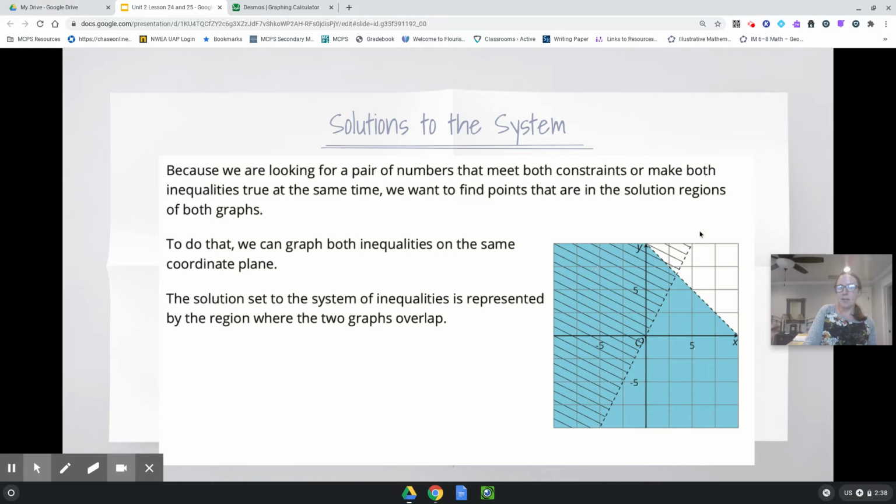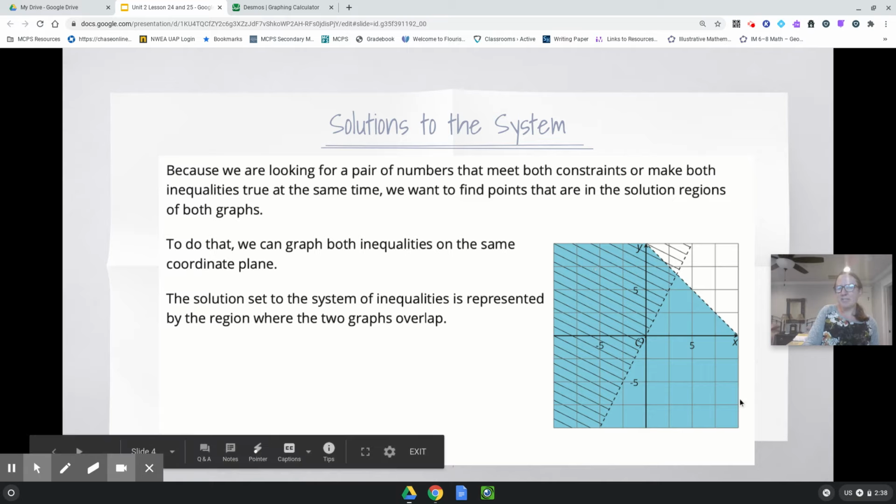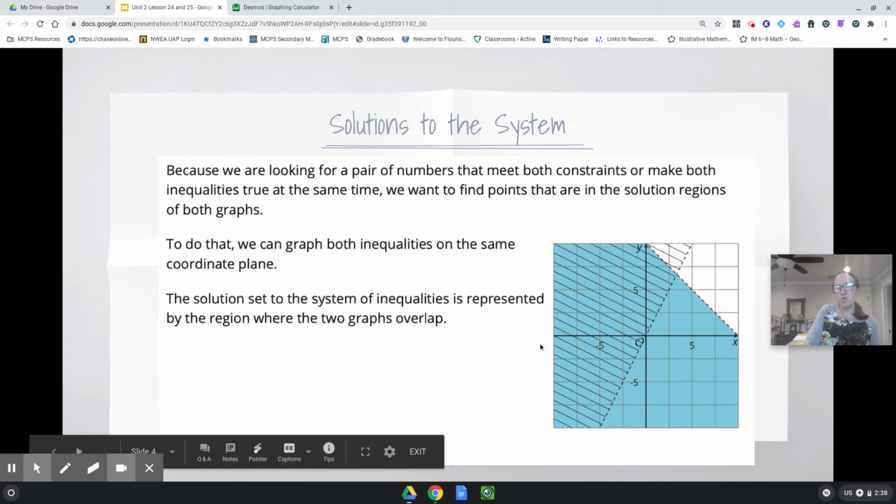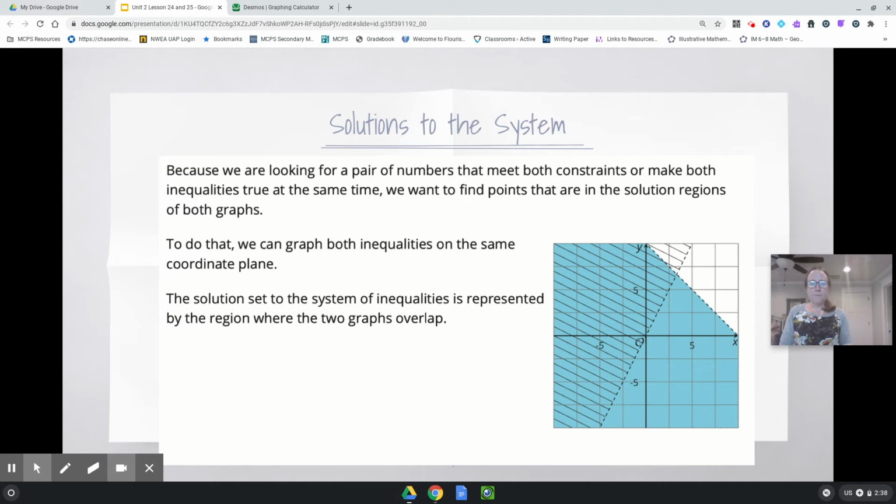So you can see shaded in blue, that's my solution region for one inequality. And you can see this shaded with these lines here. That's the solution region for the second inequality. But this place where you see both blue and the lines, those are solutions to both inequalities.